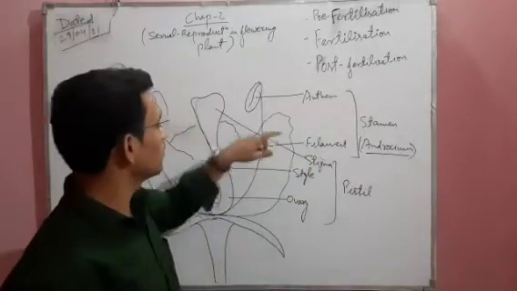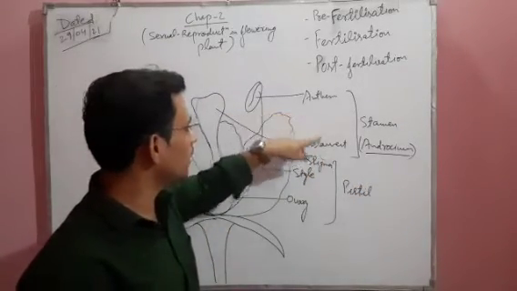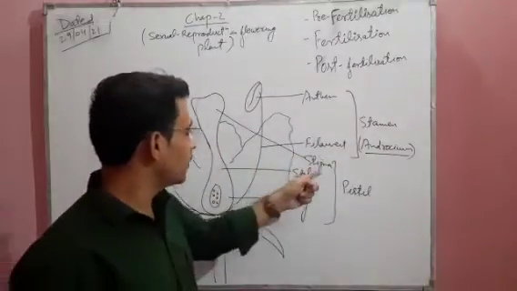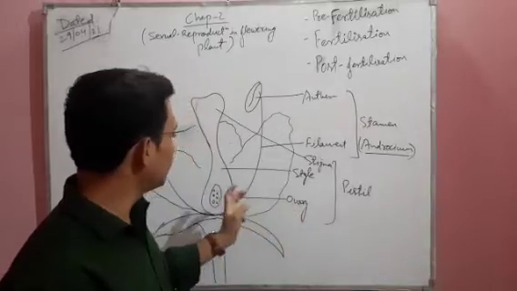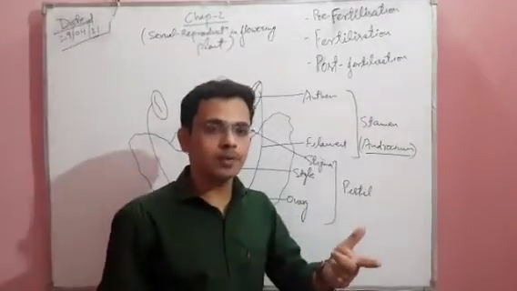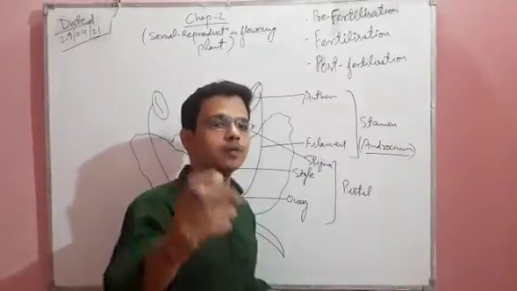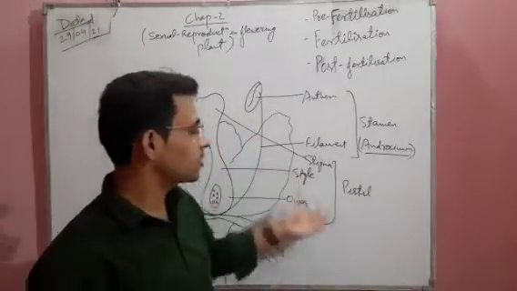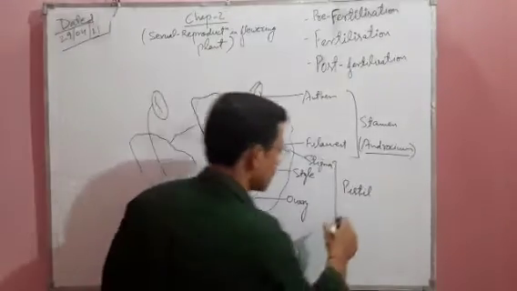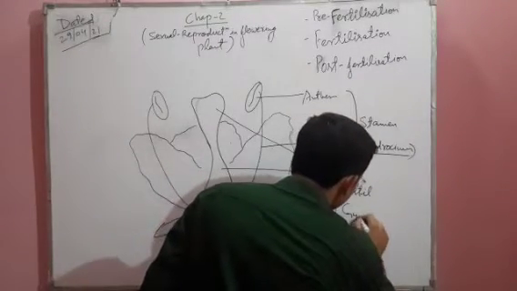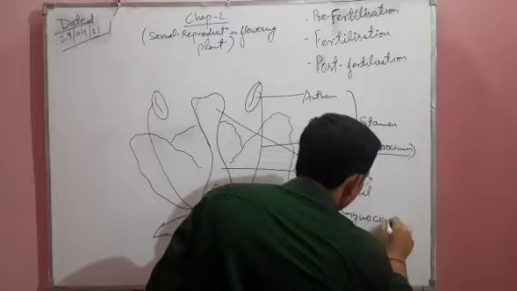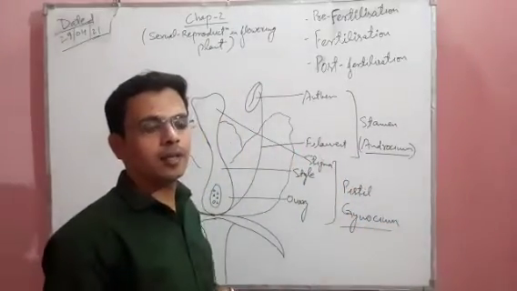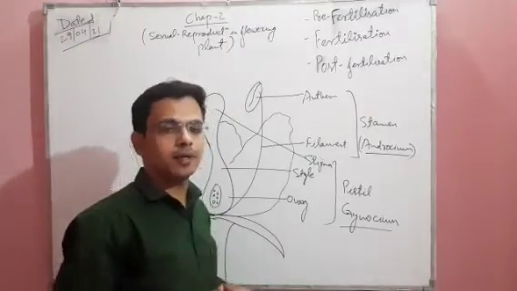As we see here, anther and filament make a stamen, and the group of stamens is called androecium. Like that, stigma, style and ovary make a pistil, and in a flower which has many pistils present, the group is called gynoecium. In other words, we can say gynoecium is the female reproductive system in a flower.